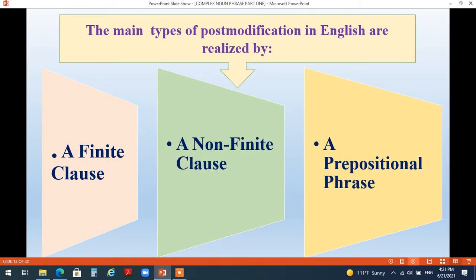Now let us discuss the main types of post-modification in English. In fact, there are three main types of post-modification in English. These three types can be realized by either using a finite clause, or using a non-finite clause, or using a prepositional phrase. هذه هي الأنواع الثلاثة الرئيسية التي ممكن أن نستخدمها من أجل أن نكون عبارة اسمية معقدة. أما أنه نستخدم a finite clause يعني عبارة فعلية يكون فعلها تام، أو أن نستخدم non-finite clause عبارة فعلية فعلها غير تام، أو أن نستخدم a prepositional phrase أي نستخدم شبه الجملة المكونة من الجار والمجرور. هذه هي الأنواع الرئيسية للpost modification.